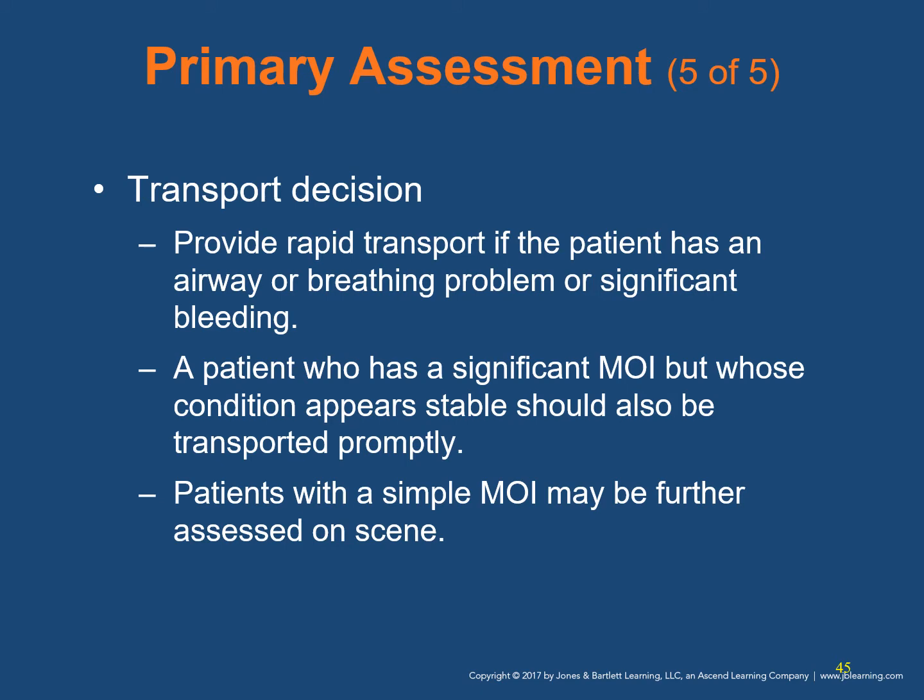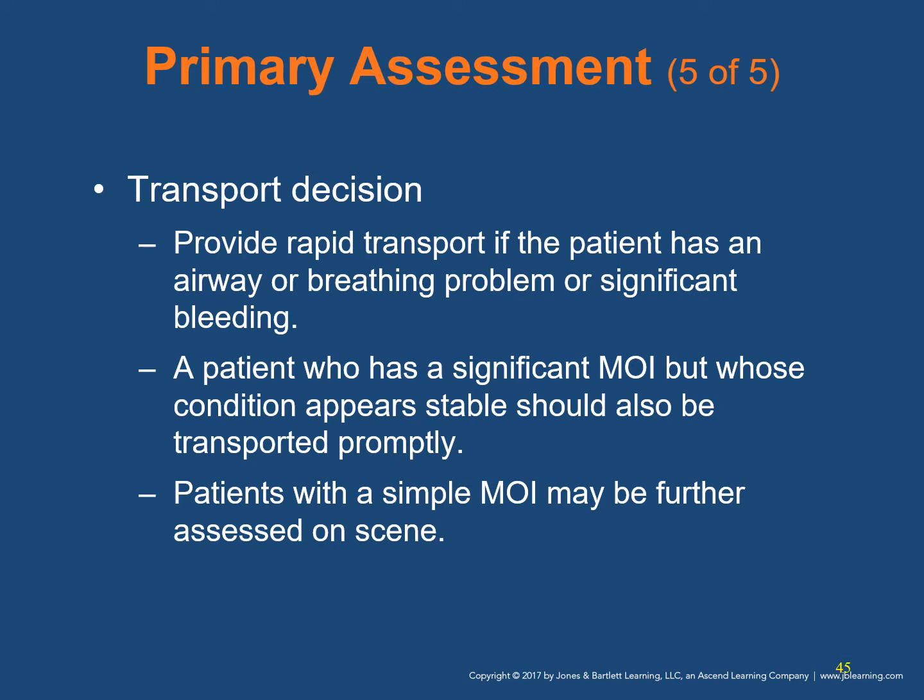Transport decision. If the patient you are treating has an airway or breathing problem or significant bleeding, provide rapid transport to the hospital for treatment. A patient who has a significant MOI but whose condition appears otherwise stable should also be transported promptly. When a decision for rapid transport is made, you can use a backboard as a splinting device to splint the whole body rather than splinting each extremity individually. Individual splints should be applied en route if the ABCs are stable and time permits.